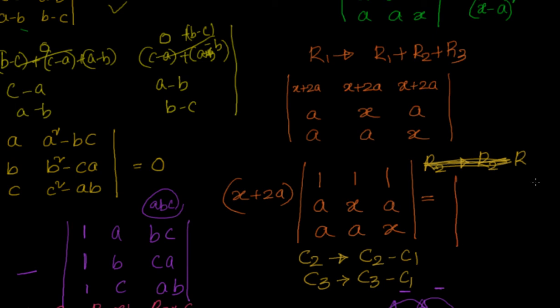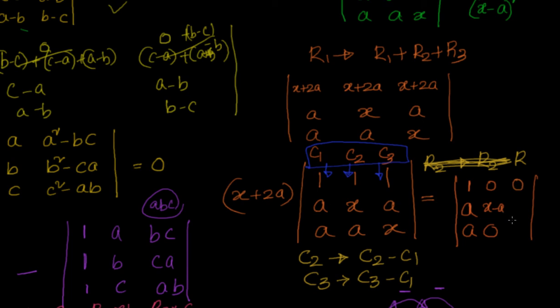The first column will stay as it is, so C1 will stay as it is, so I'll have 1, a. C2 is C2 minus C1, so I'll have x minus a and 0. This is C1, this is C2, and this is C3. What about C3? C3 is C3 minus C1, again 0. This is also 0, and I have x minus a.